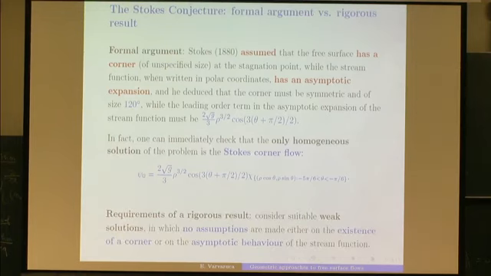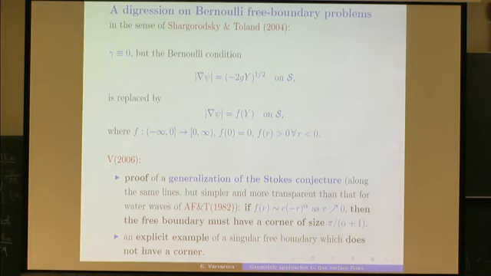So if one wants to give a good mathematical proof, we should have a starting point, some suitable weak solutions. And we should try not to make any assumptions either about the existence of a corner nor on any asymptotic behavior of the stream function. So we want to derive this kind of behavior only from the interplay of the PDE with the two boundary conditions.